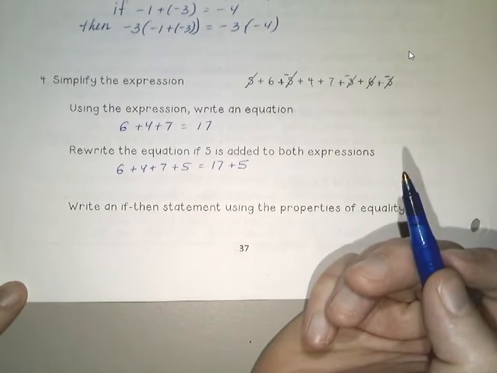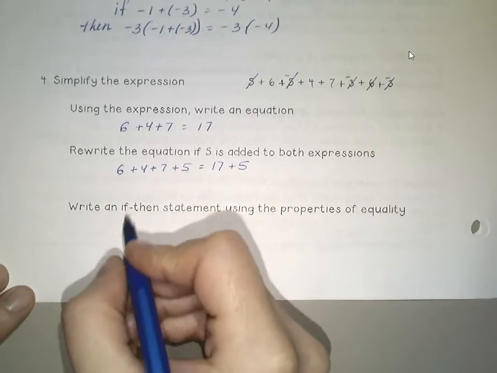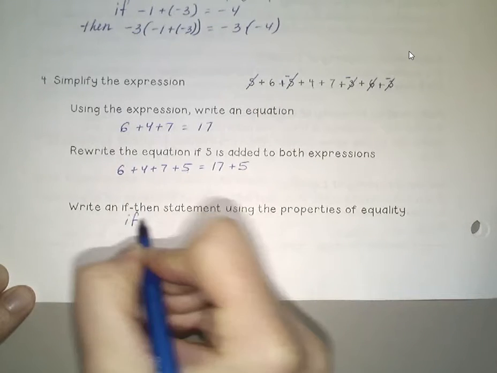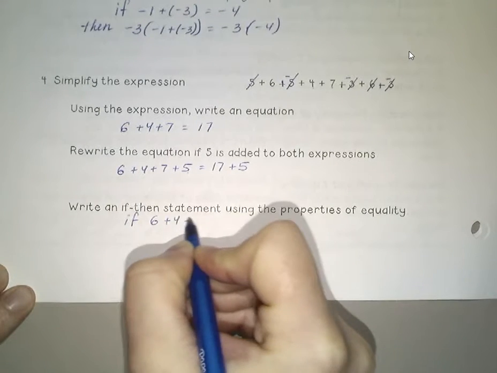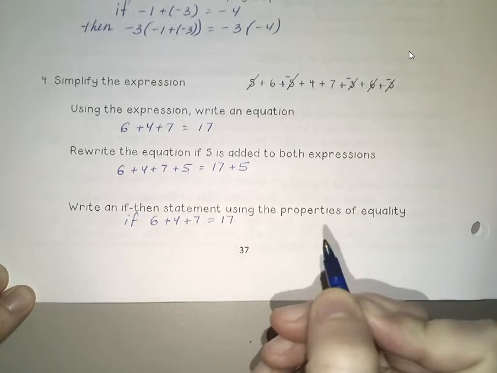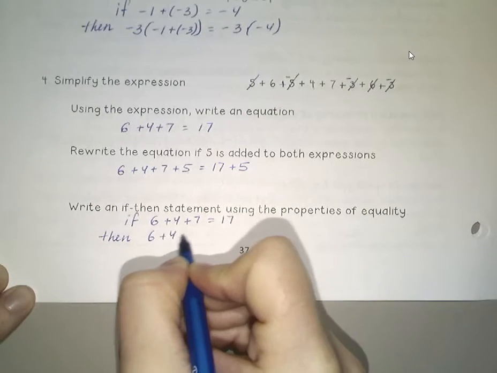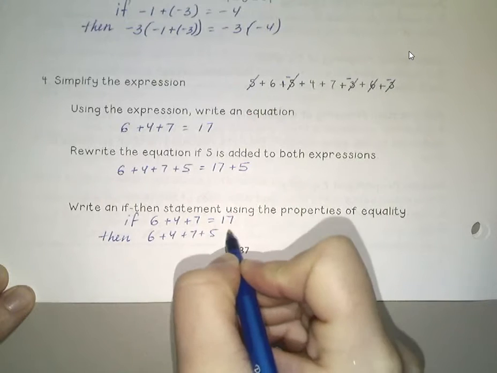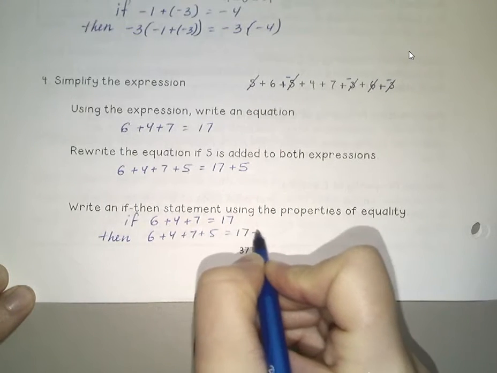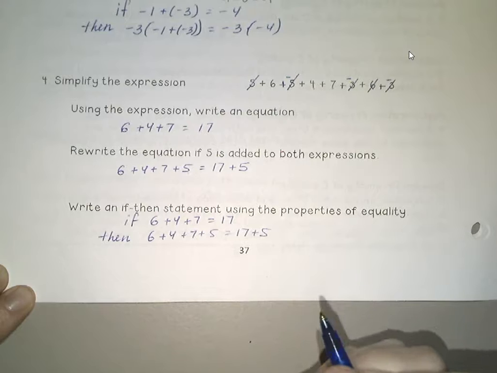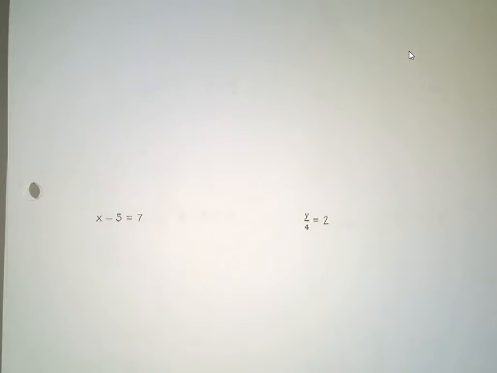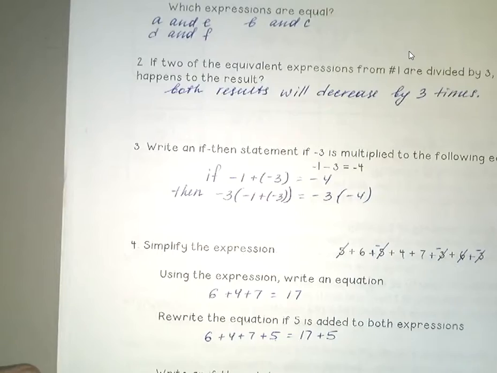Write an if-then statement using the properties of equality. So if 6 plus 4 plus 7 equals 17, then 6 plus 4 plus 7 plus 5 has to equal 17 plus 5. Okay. And we are done with this lesson. We are going to stop here.